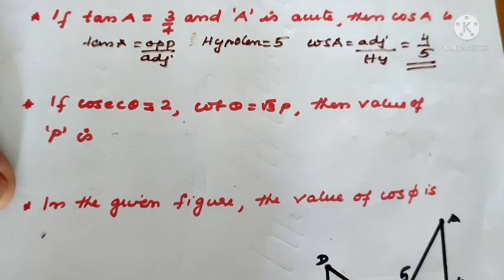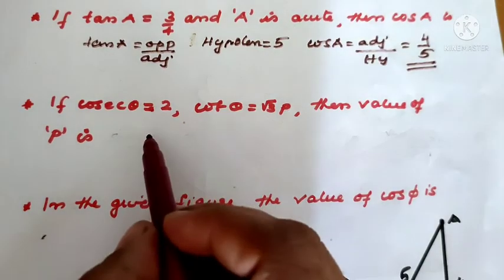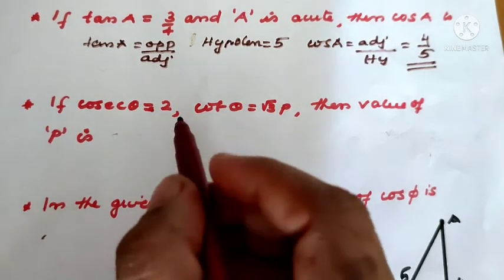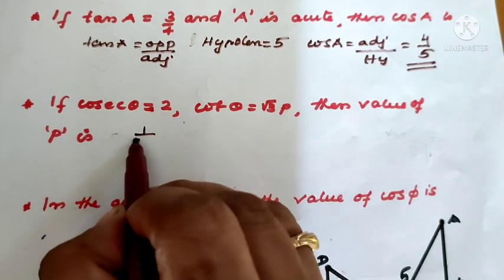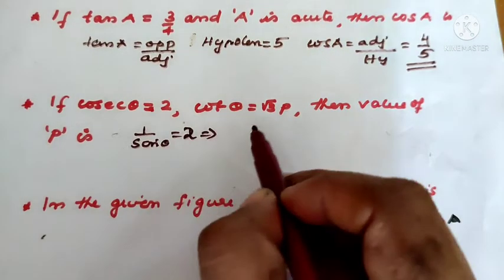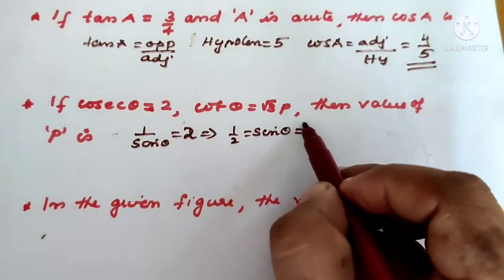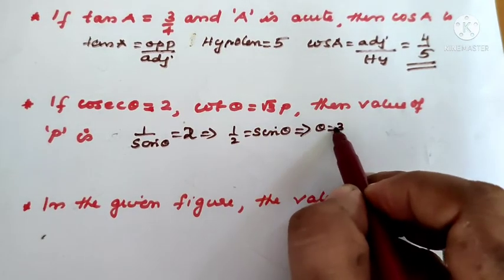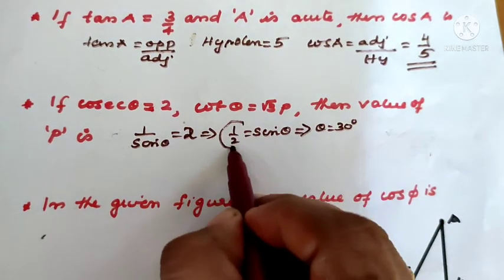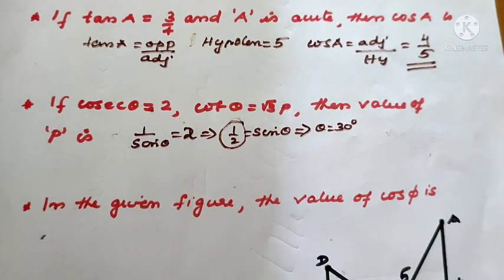Cosec theta equal to 2 and cot theta equal to root 3p, then find the value of p only. Cosec theta equal to 2 means we can write 1 by sin theta equal to 2, which implies 1 by 2 equal to sin theta. This shows that theta equal to 30 degree, because 1 by 2 is sin 30 only, right? So theta equal to 30 degree we got.